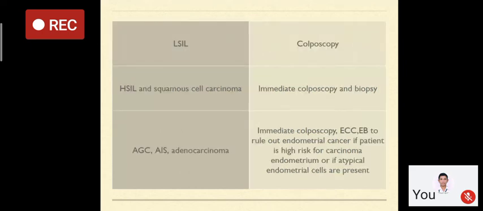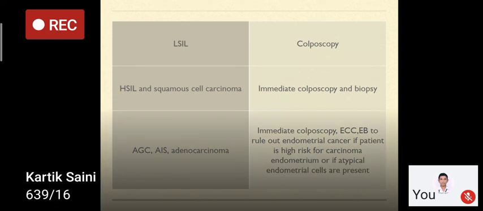If it is LSIL, the patient has to undergo colposcopy. If it is HSIL or cervical cancer, then immediate colposcopy and biopsy should be done. Or if it is glandular cells or adenocarcinoma, immediate colposcopy and endocervical biopsy and biopsy of the endometrium itself should be done to rule out endometrial carcinoma. Okay.